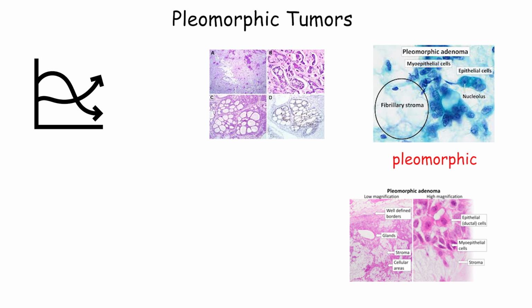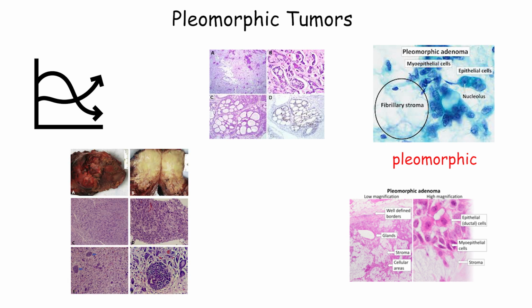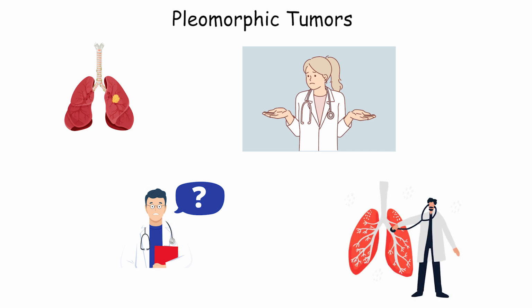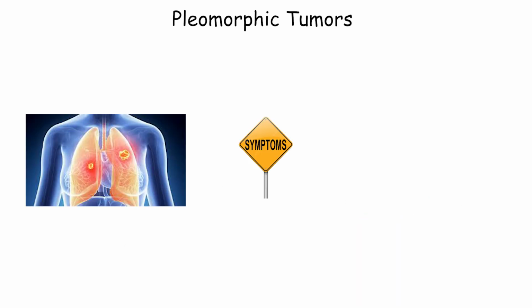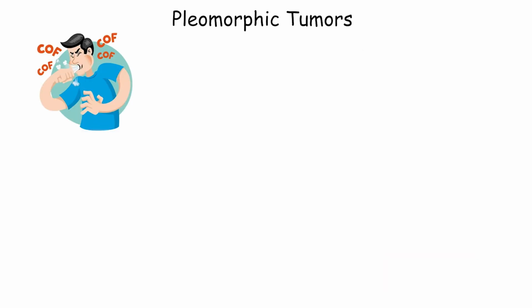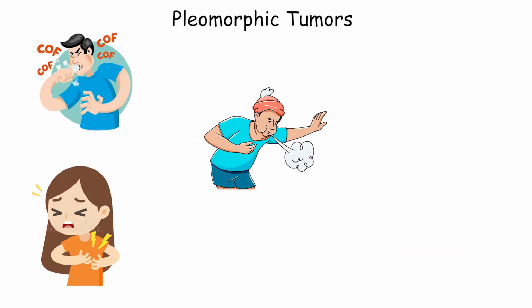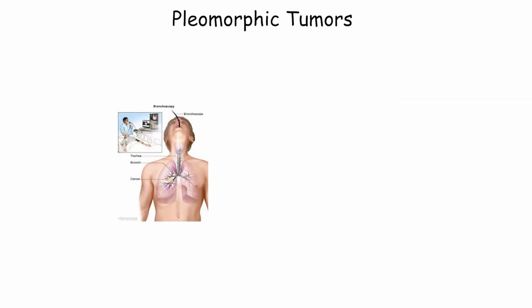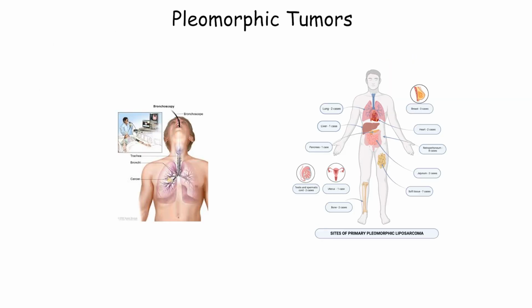The rarity and mixed cell makeup of pleomorphic tumors make them particularly challenging for doctors to diagnose and treat. These tumors can occur anywhere in the lung, and their symptoms often overlap with other types of lung cancer. Common symptoms include a persistent cough, chest pain, difficulty breathing, unexplained weight loss, and fatigue. As the tumor grows, it may invade nearby tissues or metastasize, spread, to distant parts of the body, such as the bones, liver, or brain.